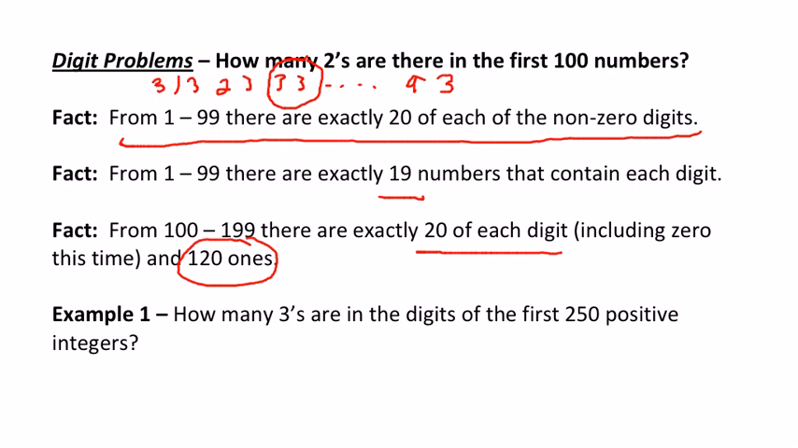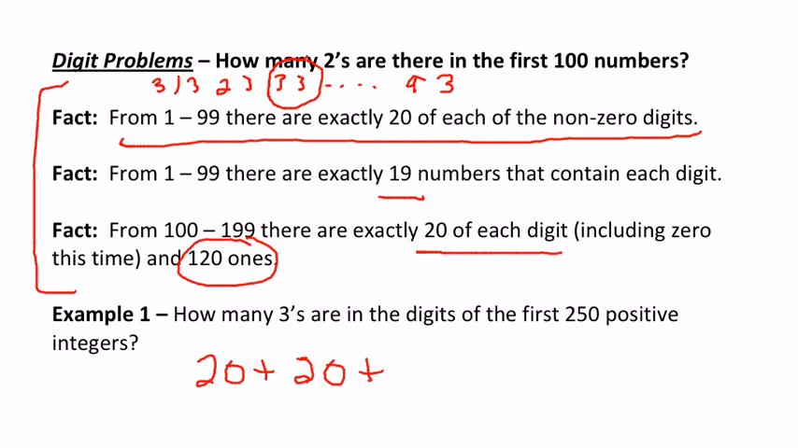So to answer the question, how many 3s are in the digits of the first 250 positive integers? Well, it's easy to calculate that because of these facts. If you utilize these facts right here, it makes it simple. From 1 to 99, we already know there are 20 3s. From 100 to 199, we know there are 20 3s. And then we've got to go through and count.